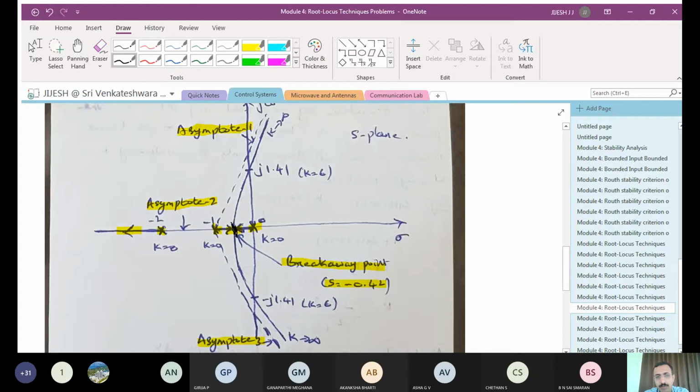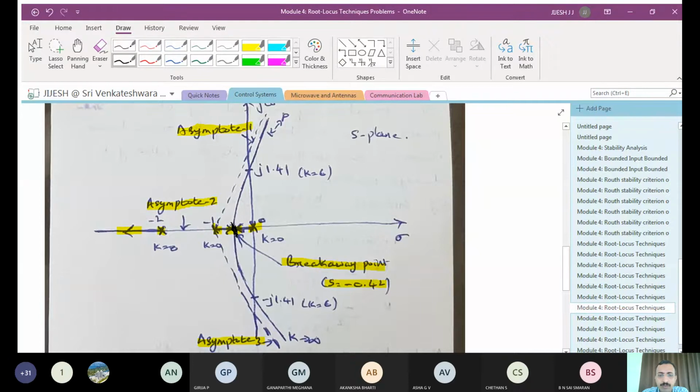So you can put that breakaway point there. When you are plotting it in a normal sheet, you maintain some scale, you mark the points 0, -1, -2 and all properly. Okay, you scale for plotting those things, and when you plot 0, -1 and -2, then you can find out where exactly this -0.42 will lie. Minus 0.42 comes at this point.